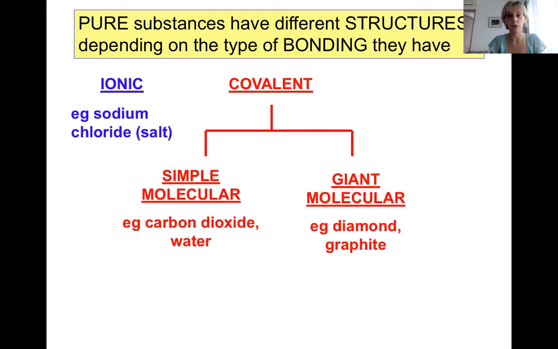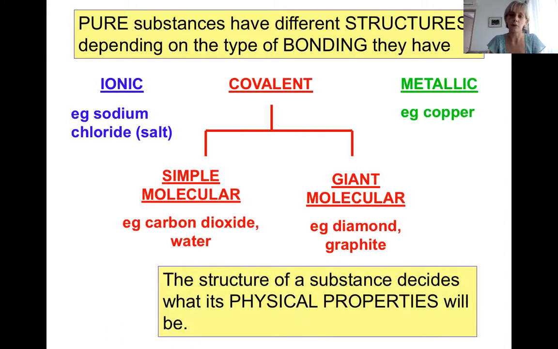Then there will be two separate ones on covalent, because covalent molecules will be either simple, like carbon dioxide and water, or giant, like diamond and graphite. And then lastly, we'll look at metallic. So the structure of that substance decides its physical properties. Remember, the chemical properties all come back to that original type of bonding they're making, those electrons on the outer shell, and how they are going to bond.